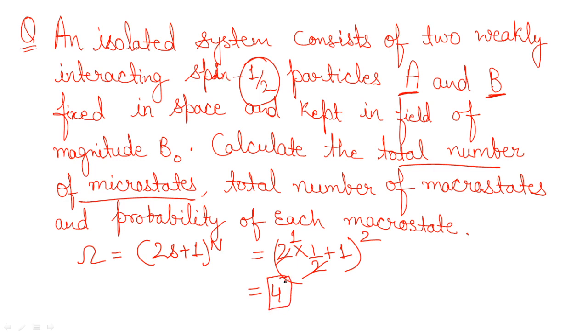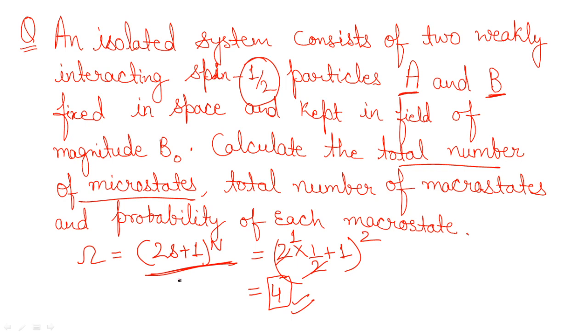So how many microstates will there be? 4 microstates. And this is the formula to find the number of microstates for any system in which spin is involved. I hope it is clear, even the application part of this formula should be clear, because we are putting all the required values in it.